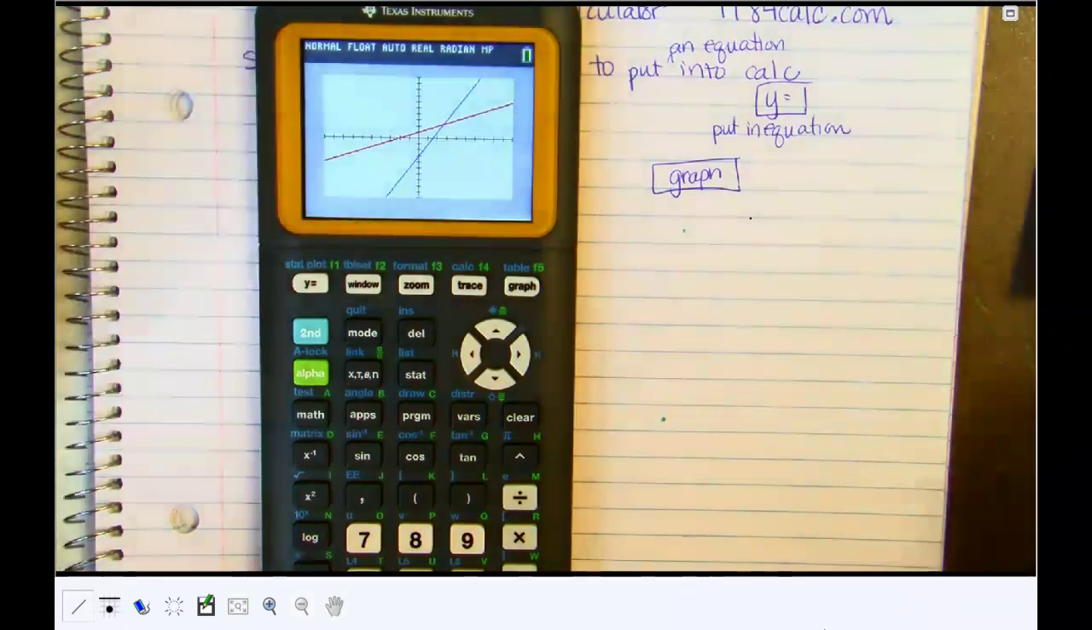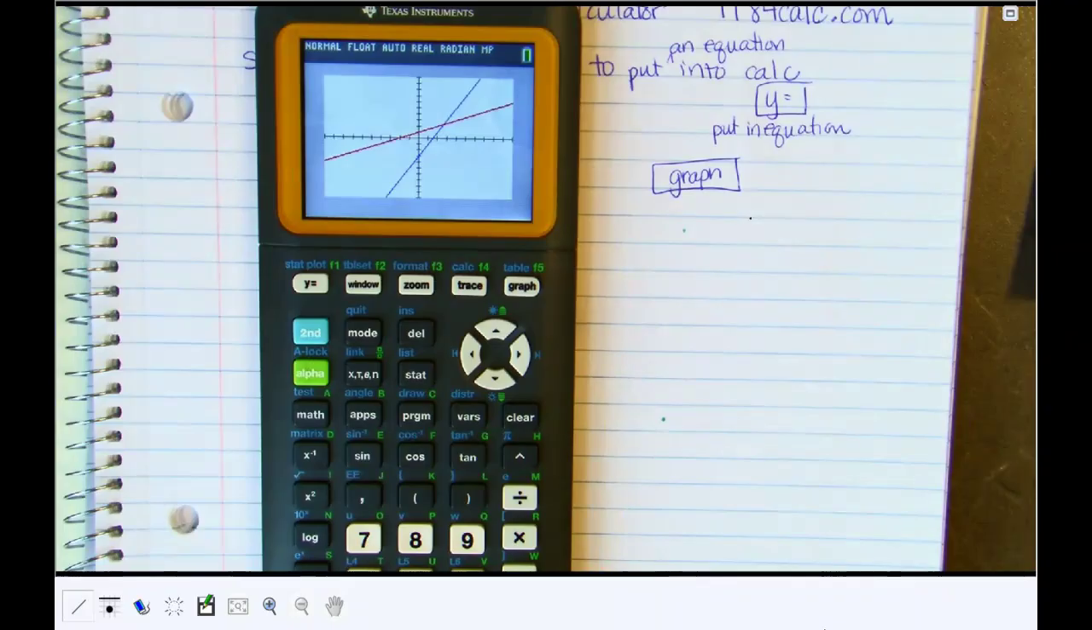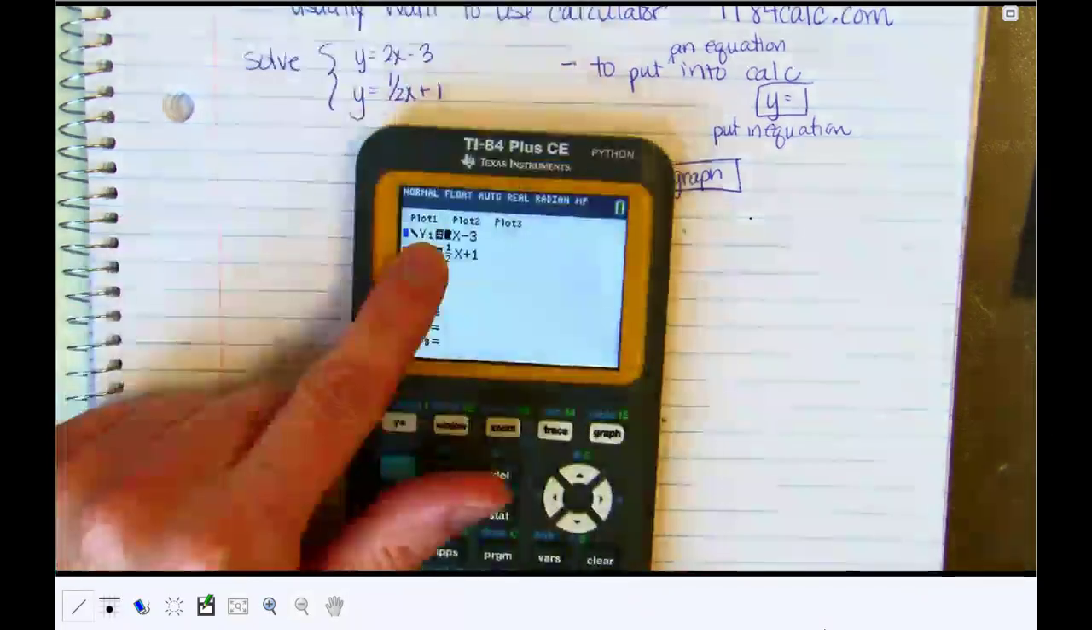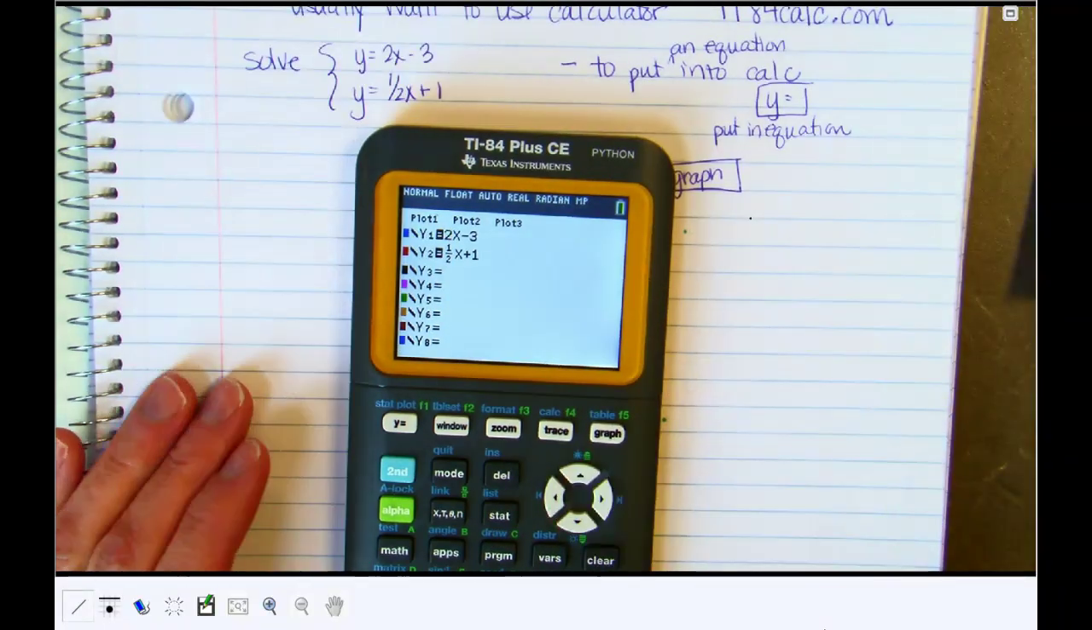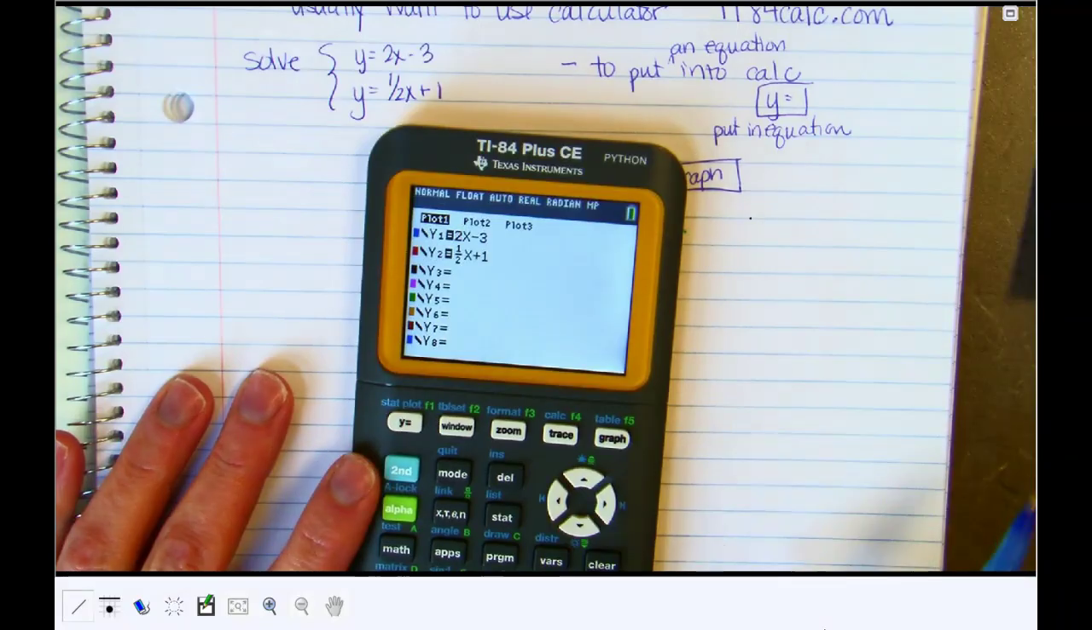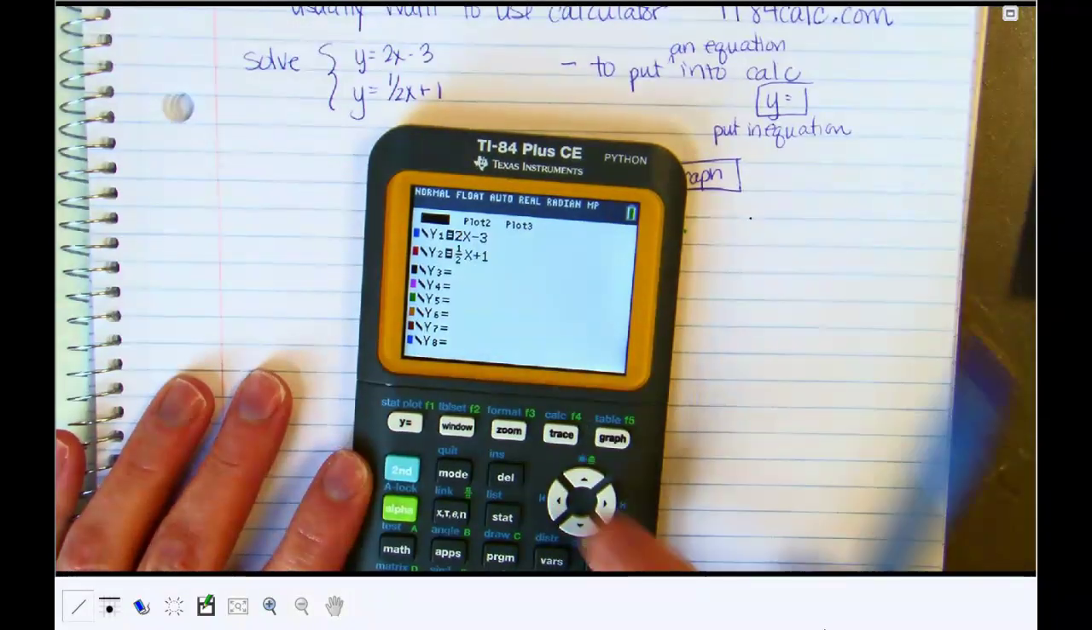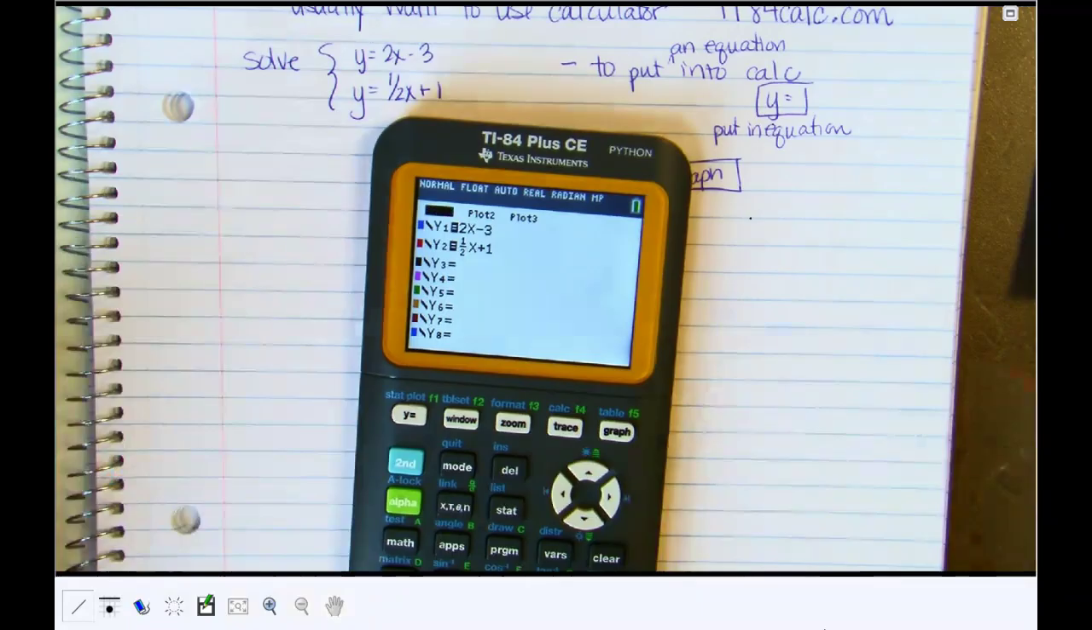Mine says something's wrong with it. Okay, so if you have an error, go back to your y equals, and probably you have a plot on. Do you have a dark box around those plots? Yep, so go up to the top and hit enter. That turns it on or off, like you probably have plot 1 on. Go up there, hit enter, and then hit graph again. Should work just fine.